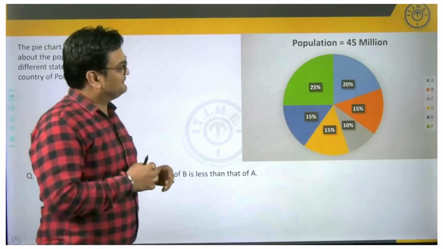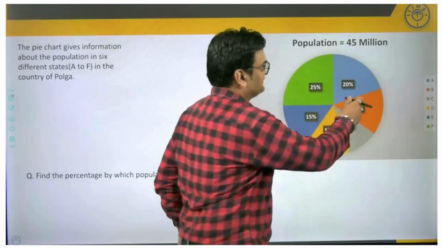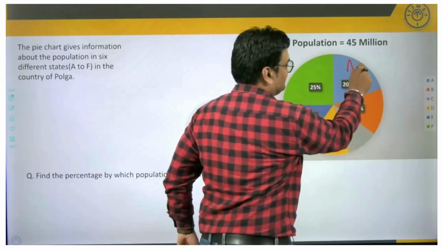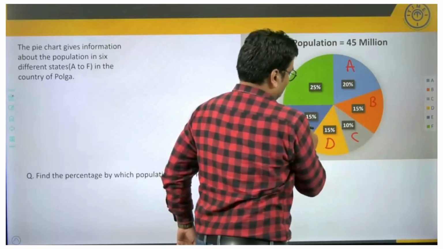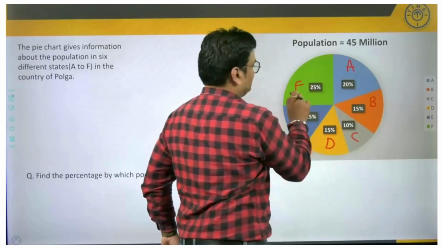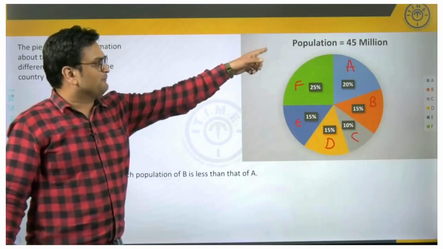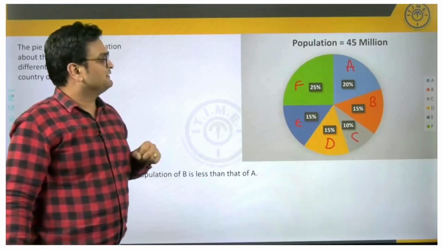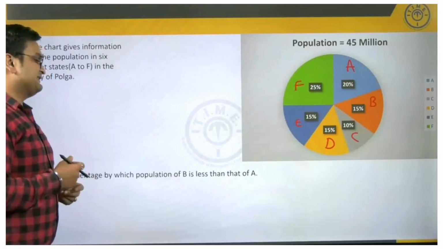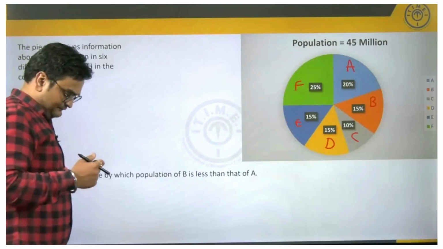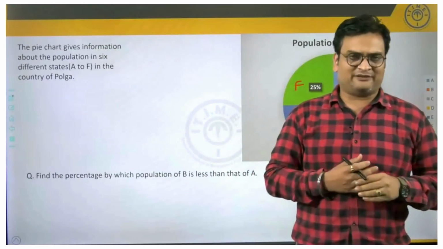So if you look at the pie chart, so that you follow clearly, this is the value associated with A, you can see that there. This is the value associated with B, with C, with D, with E and with F. And based on this data, which is very clear, the total population is also given as 45 million. The question asked is, find the percentage by which population of B is less than that of A. So the question is a basic percentage comparison question, right?